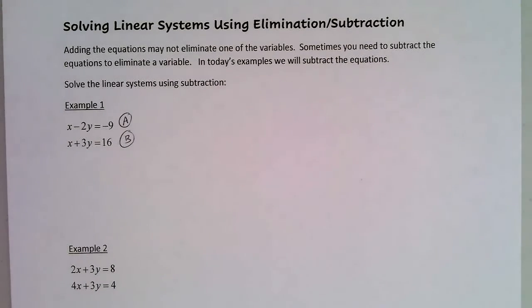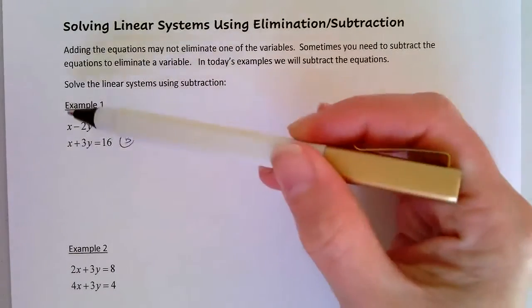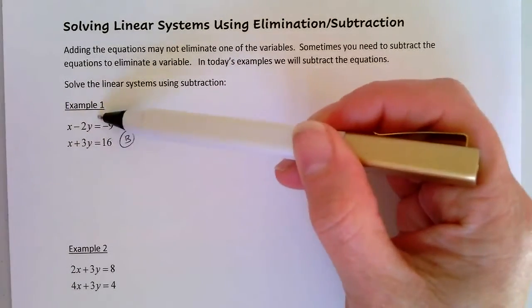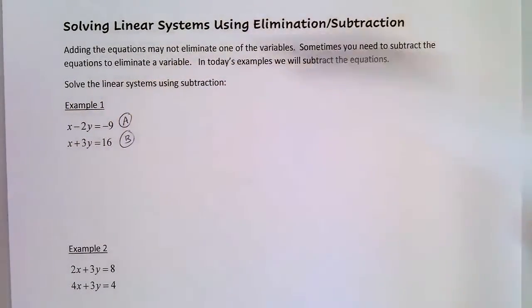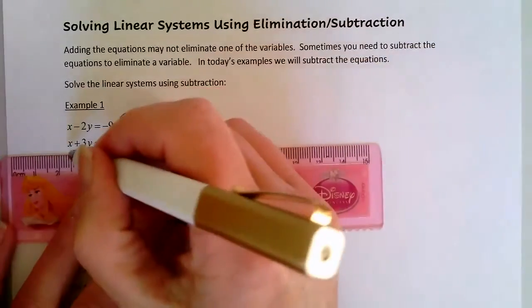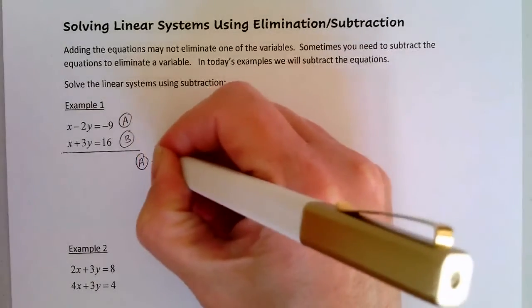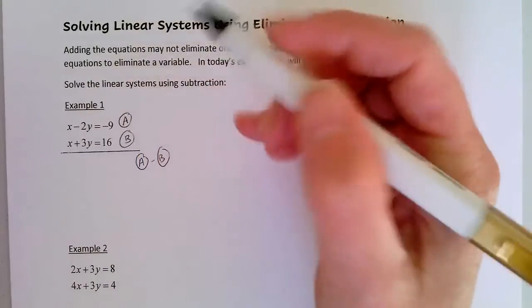So we're still using the concept of elimination. However, instead of adding the equations today, we are going to subtract the equations. So like last day, you'll notice that our equation A and B were all lined up where the x coefficients, the y coefficients, and the constants are lined up in the same position. So this time, instead of adding, I'm going to take equation A and I'm going to subtract equation B.